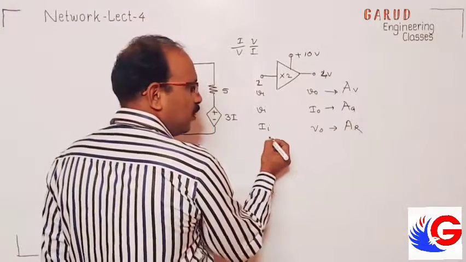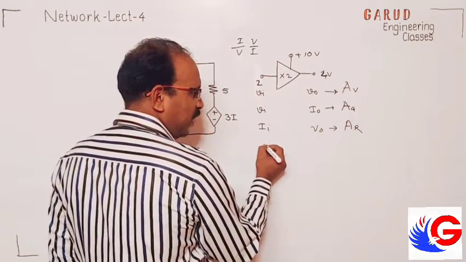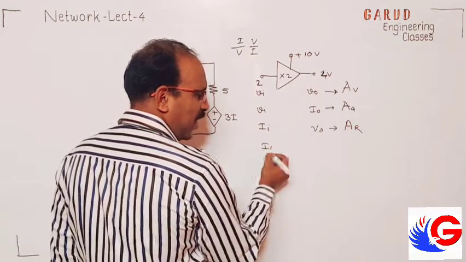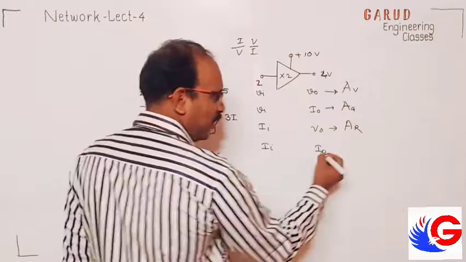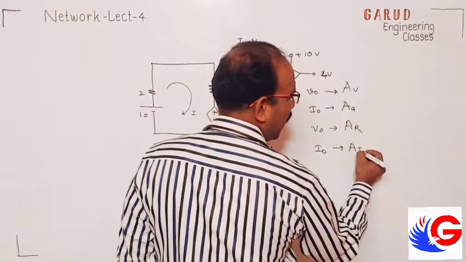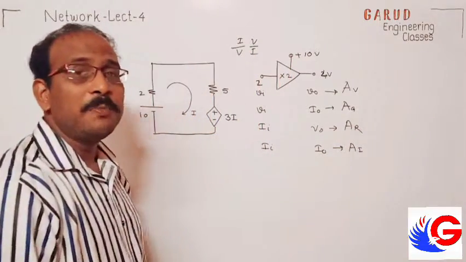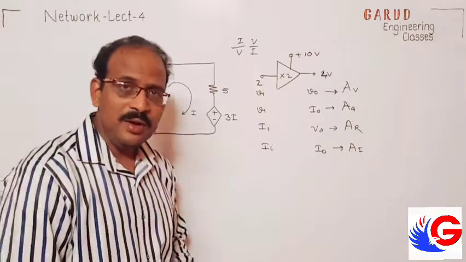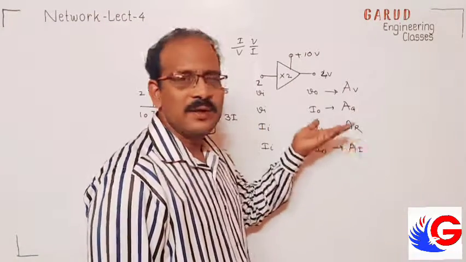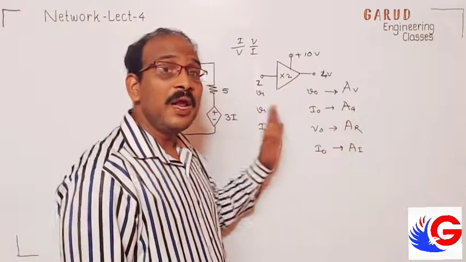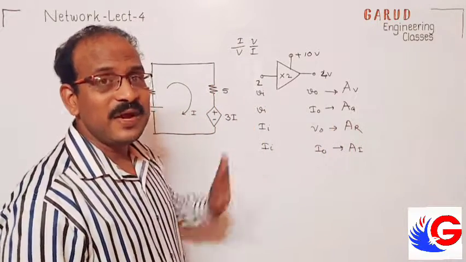Now the third condition is what? Suppose the input is I and the output is also current. Then it is a current amplifier, AI. So there are four possibilities of amplification. It will either take input as a voltage or current, and it will present output as a voltage or current. Depending upon that, the amplifiers are there.